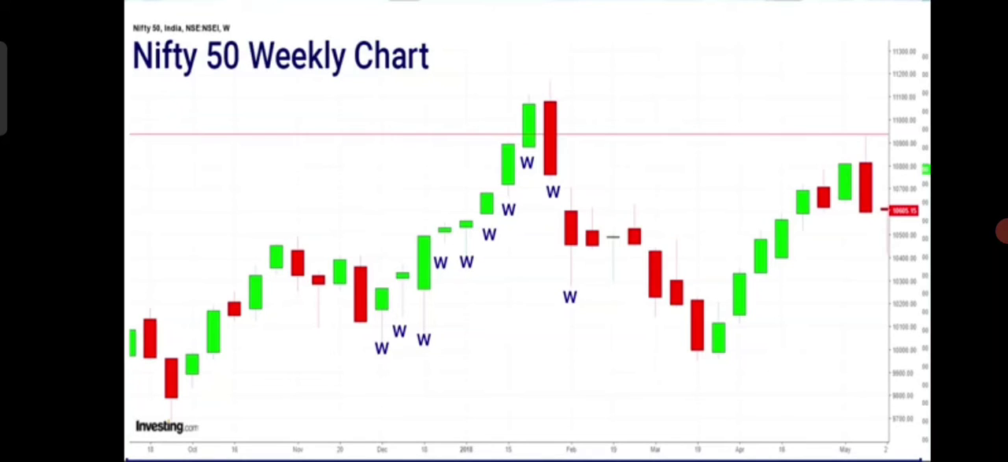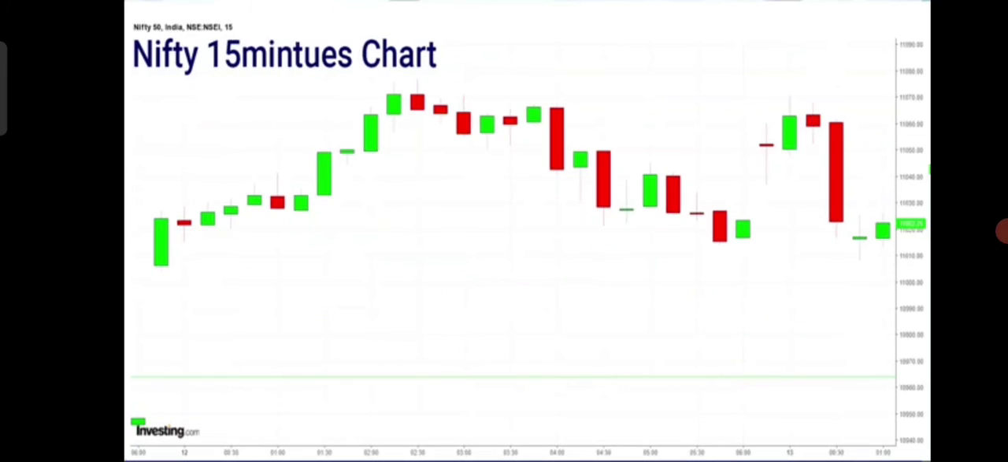Suppose in the same number of candles, if we are looking at a weekly chart, we will get a lot of time duration data. So here you are looking at the Nifty chart, and this is the weekly chart. Now let us look at a 15 minutes chart. This is the Nifty 15 minutes candlestick chart. Each unit in the x-axis represents 15 minutes time duration, and here again you are looking at the chart. They look a lot similar, right?